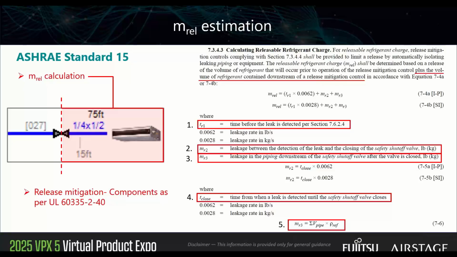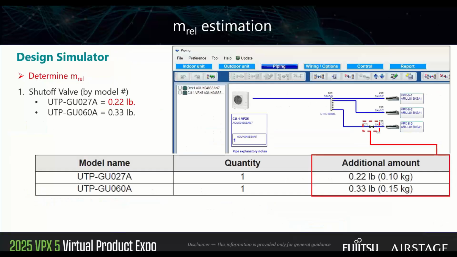So by the numbers here, number 1 is, when you think about it, if there's a leak, how much time occurs from the point at which the leak occurred to when it was detected. And then number 2 is how much refrigerant leaked from the time that it was detected until the shutoff valve closed, or closing. So let's jump right to number 5 on the bottom right, where it's a summary of the refrigerant pipe volume of refrigerant. Again, liquid and vapor, times the refrigerant density, which is going to differ depending upon if it's a liquid or vapor, as well as the refrigerant type. But we're talking about R32 here.